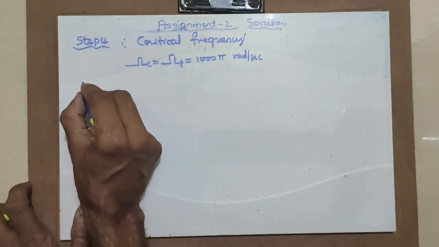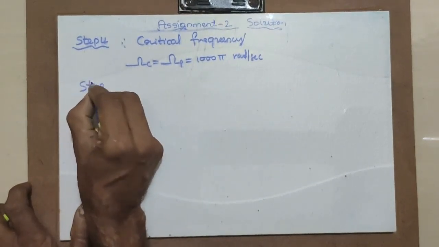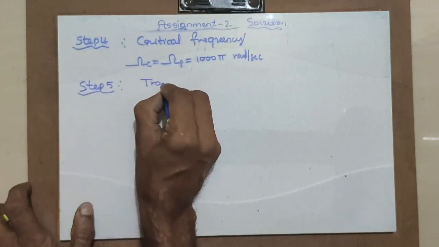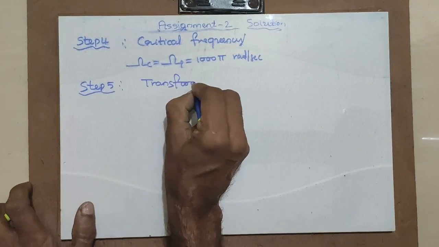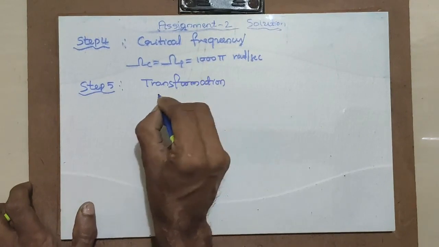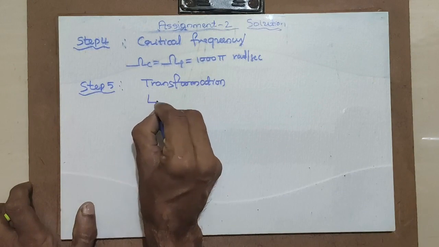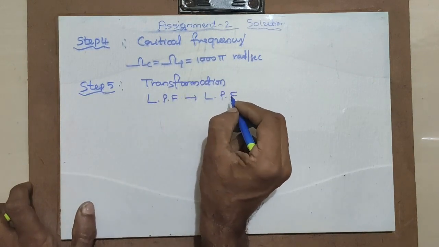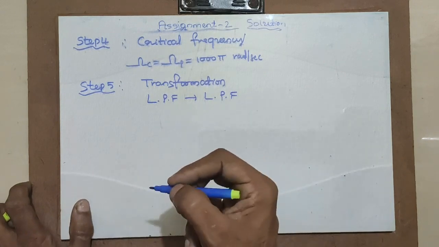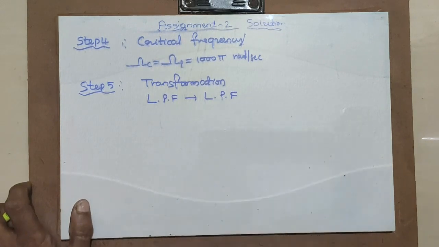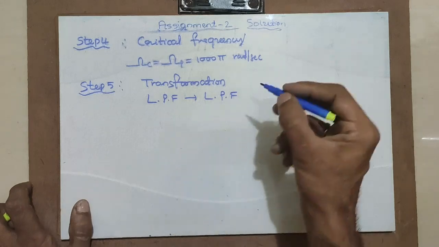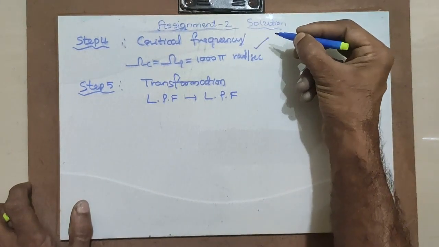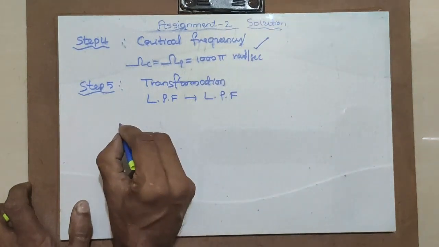Step 5 is transformation. What transformation do you want? Actually low pass filter to low pass filter. I have already found an H(s) which is a normalized or standard filter. That standard filter I will transform to a critical frequency or passband edge frequency of 1000 pi radians per second. I will write H(s) now.